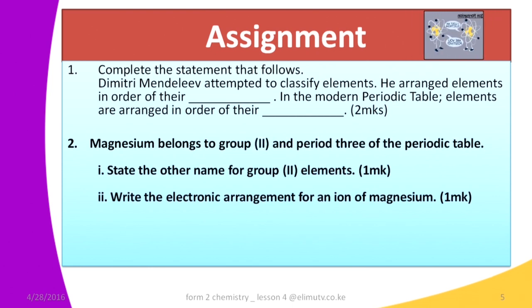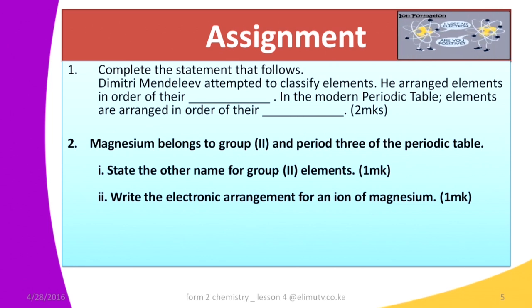Then question number 2 that you should attempt after this. Magnesium belongs to group 2 and period 3 of the periodic table. Roman 1, state the other name of group 2 elements. That one is research that you should do. You have not yet done this, but I believe you can answer it. Roman 2, write the electron arrangement for an ion of magnesium. Again, you are going to score 2 marks.